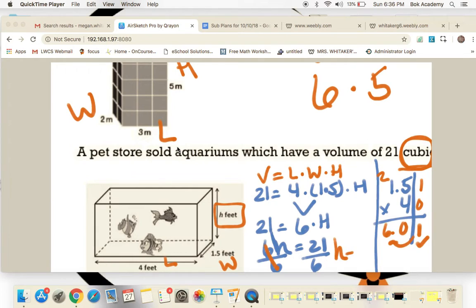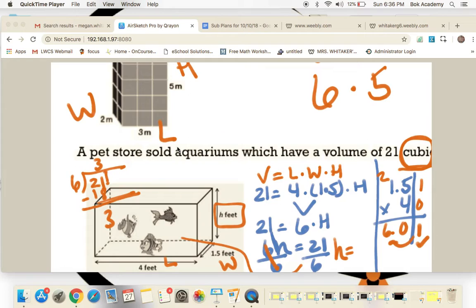So h is equal to, now remember also, Miss Linder always says a fraction is a division problem waiting to happen. So we have to divide 6 into 21. I'm going to work that out over here. 6 goes into 21 3 times. We have 18. You subtract, with 3 left over. And now I have to add a decimal.